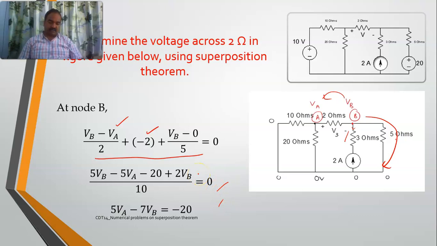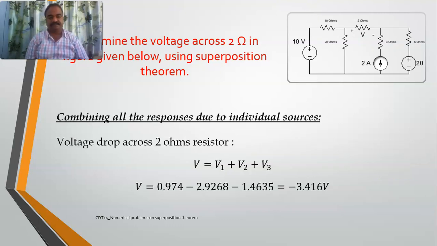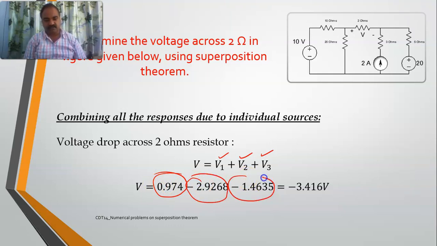Now I do have two equations. If I solve them, I will get VA and VB. So the voltage across the 2 ohms resistor, if I take this one as V3, is minus 1.463, which means that each source is contributing some amount of response in that particular element. The responses are V1, V2 and V3: the first response is due to the first source, the second due to the second source, and the third due to the third source. If I algebraically sum them, this is my final response. So the voltage across the 2 ohms resistor is minus 3.416 volts.